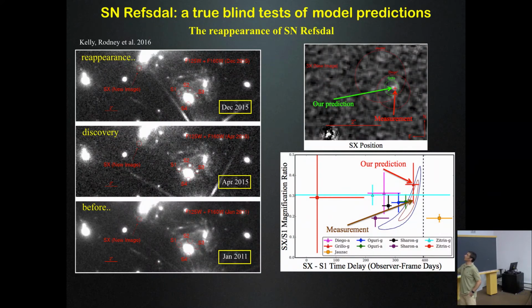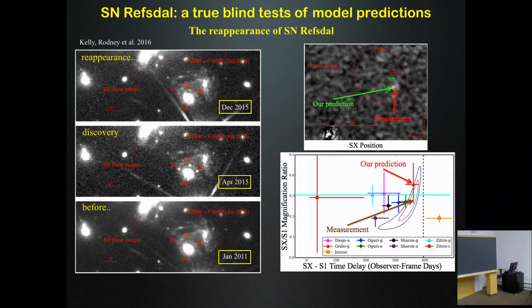This is where the supernova reappeared. This is the predicted position for the reappearance of the supernova. This is the magnification predicted by our lens model, and this is where the magnification measured on the reappeared image lies. And if you read this plot along this axis here, you see essentially the predicted time delay, which was also predicted correctly.